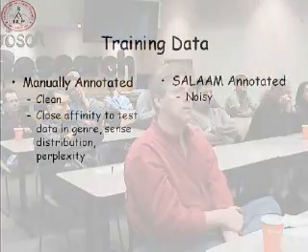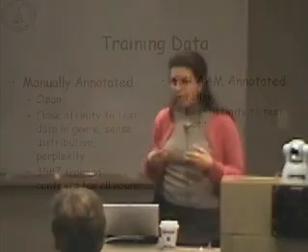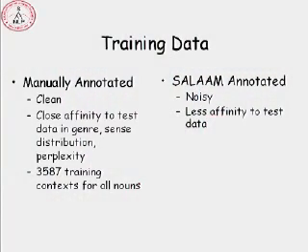To give you an idea of the training data, they are very different from each other. The manually annotated data is very clean, as you'd expect, because it's manual. The SALAAM annotated data is very noisy, because it comes out of my system. There is a very close affinity between the test data and the manually annotated data in genre, in sense distribution, in perplexity, and it's done that way on purpose. There is a very close tie between the test and the training data. When you look at the SALAAM annotated data, you have less affinity, of course, because the corpora come from all over the place. They're not exactly the same genre. There are variations in the corpora and in the sources of evidence. So it's a very different type of data.